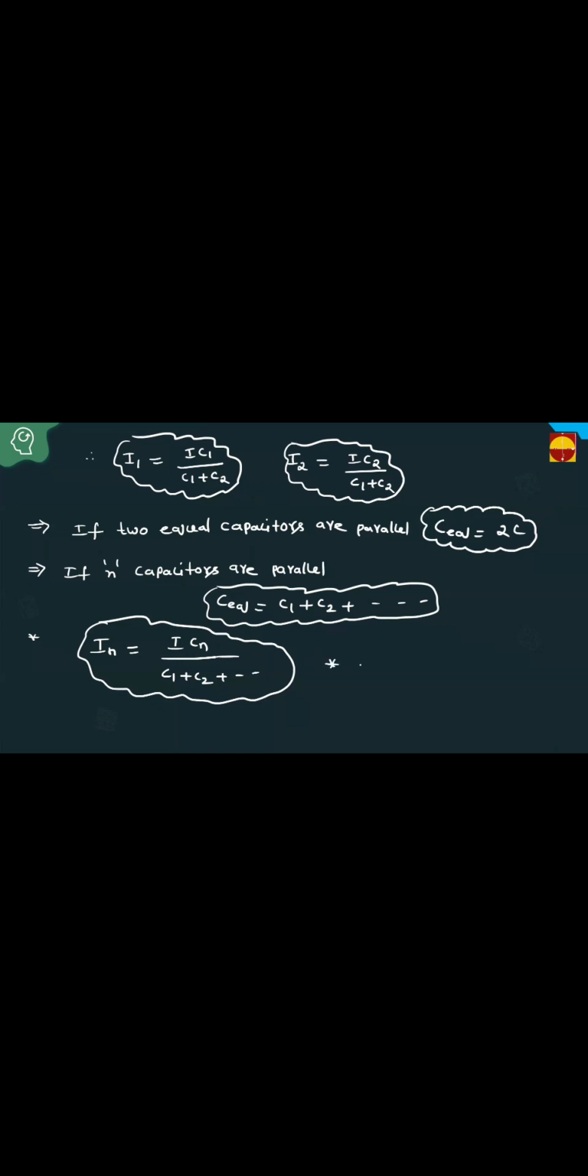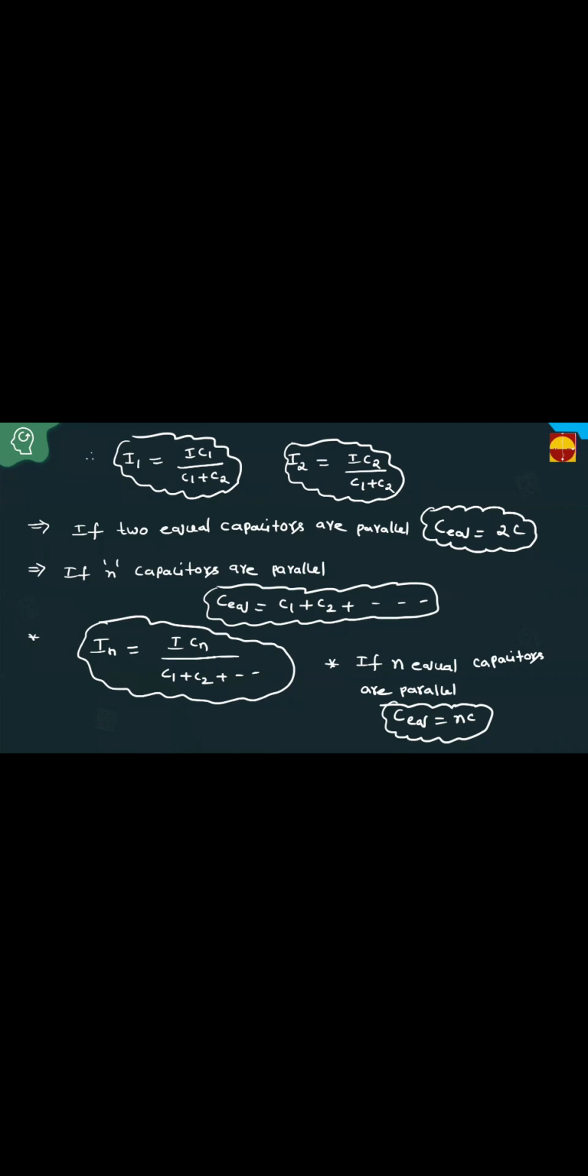If n equal capacitors are parallel, what is the equivalent? C equivalent equals NC. This is the concept of series and parallel connection.